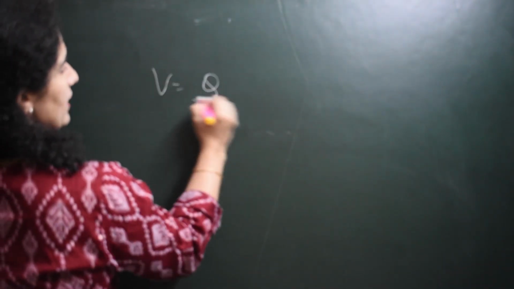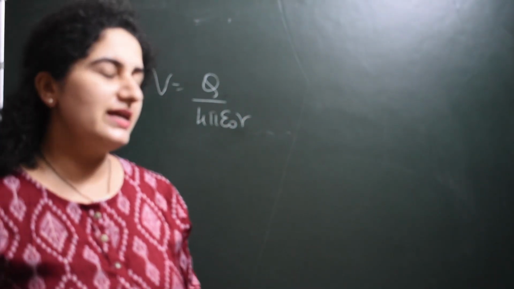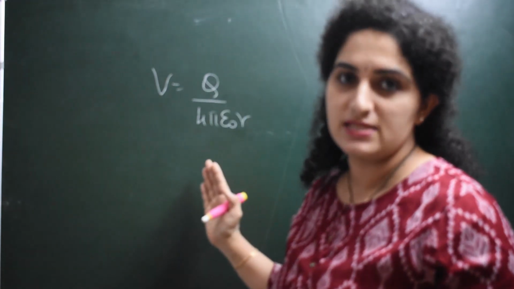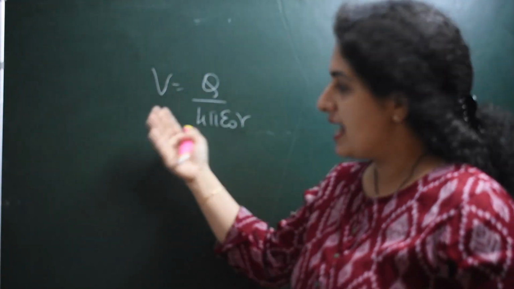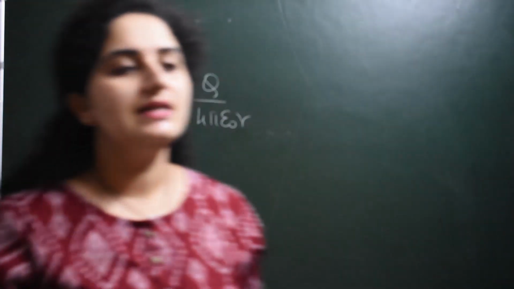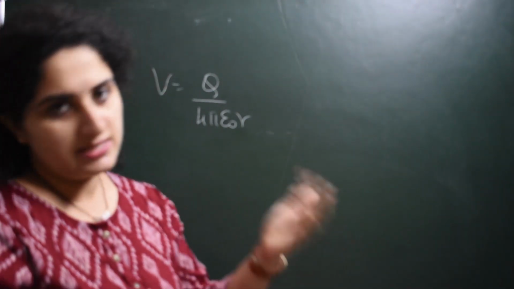In the last session we have seen the potential due to a point charge. We have got the equation V is equal to Q by 4 pi epsilon naught into R. So now we will see potential due to a dipole. In the previous chapter we have seen electric field due to a point charge as well as due to a dipole. Now we have already seen the potential due to a point charge, and now we will see potential due to a dipole, so that we can compare the equations of electric field and the potential and how it varies with the distance R.